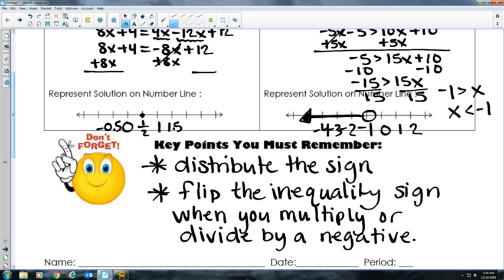Okay, at this point, I want you to work through the 4 problems on the back. When you're finished, come back and check your work.